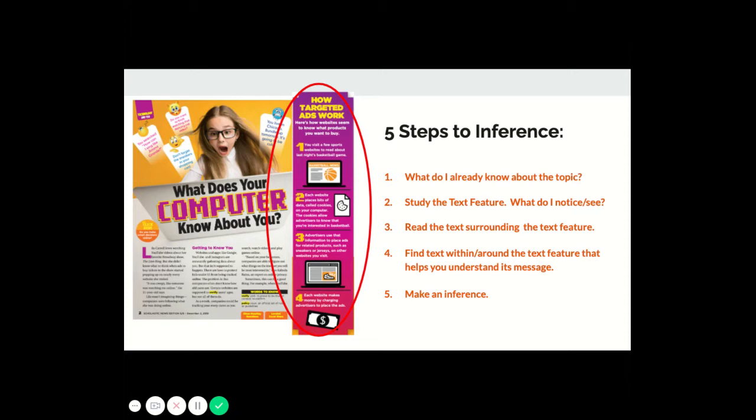Fourth, I determine if there are any words or captions that help me understand this feature. Were there any words that were surrounding this text feature that helped you understand more about what this was about? And then fifth and finally, I combine what I know and any text clues to help develop an inference. I'll walk you through this example.